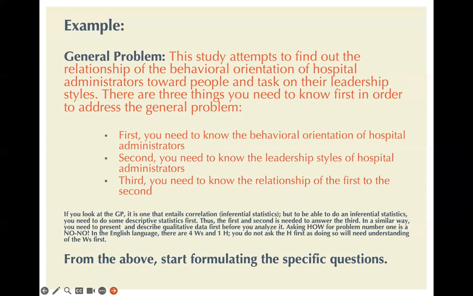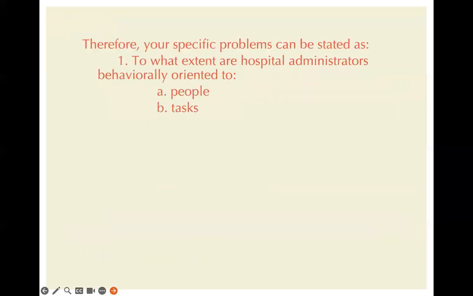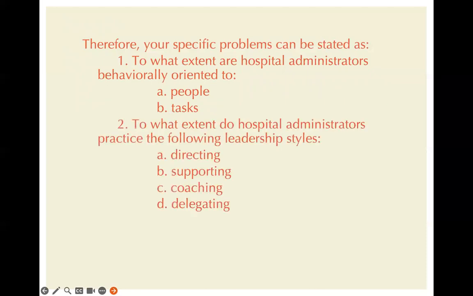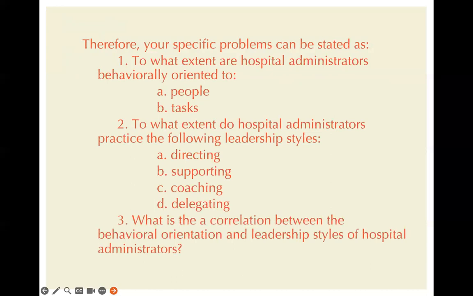So from the above 3, we can start formulating the specific questions. So the specific problems can be stated as: to what extent are hospital administrators oriented to people and tasks? It's interesting to note where people and tasks come from, and the answer to that is RRL. No? Second, to what extent do hospital administrators practice the following leadership styles: directing, supporting, coaching, and delegating? And the question is, where did A to D come from? And the answer there, of course, is also RRL. Then you can ask, what is the correlation between behavioral orientation and leadership styles of hospital administrators?